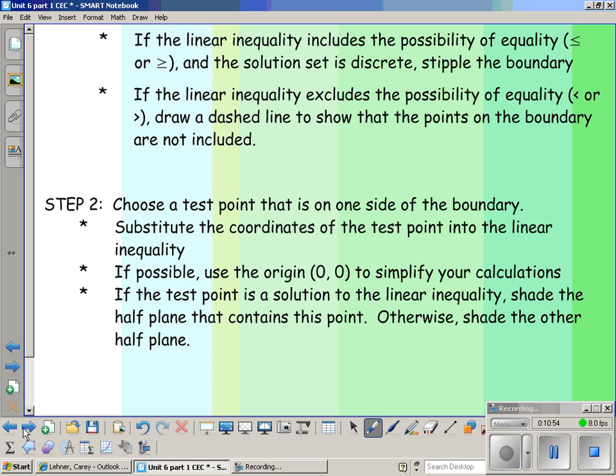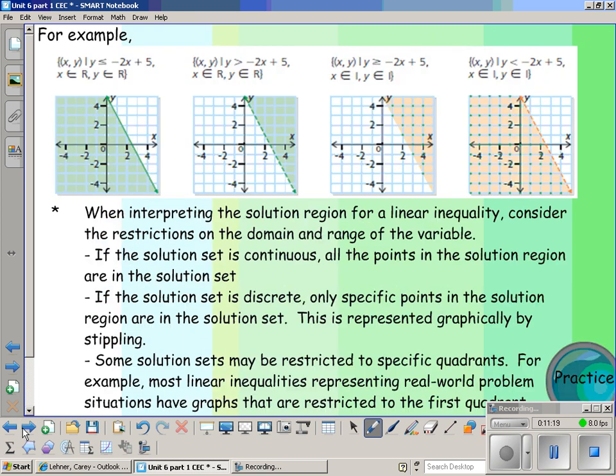Step 2, choose a test point that is on one side of the boundary. We used 0, 0 every time, but you could use something else. So you substitute the coordinates of the test point into the linear inequality. As we stated, if possible, use 0, 0. It just simplifies your calculations. If the test point is a solution, shade the half plane that contains this point. Otherwise, shade the other half plane.